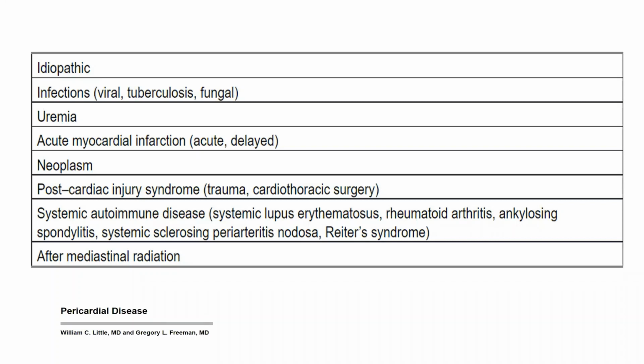It can be delayed, and when it's delayed, it tends to be global pericarditis, and it is a sort of autoimmune syndrome called Dressler syndrome, weeks to months after myocardial infarction. Now, what is post-cardiac injury syndrome? Have you ever heard of this, post-cardiac injury syndrome?